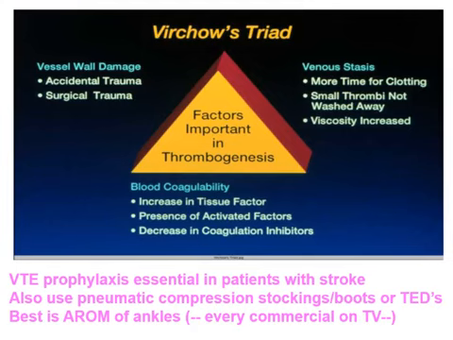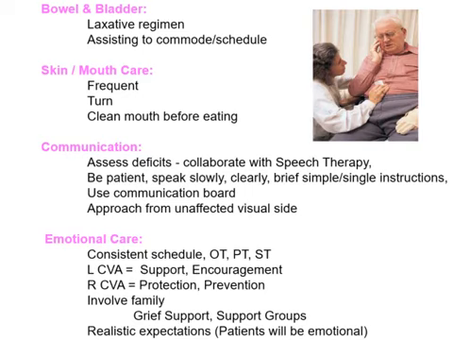This slide just explains why CVA patients need blood thinners, because they're at risk for clots because of all of these different things. They have vessel wall damage, they have venous stasis, and their blood is more coagulable. Sorry. I keep meaning to take that one out because it's very weirdly placed.